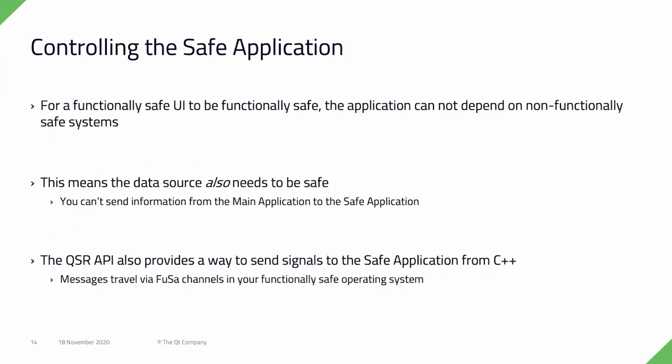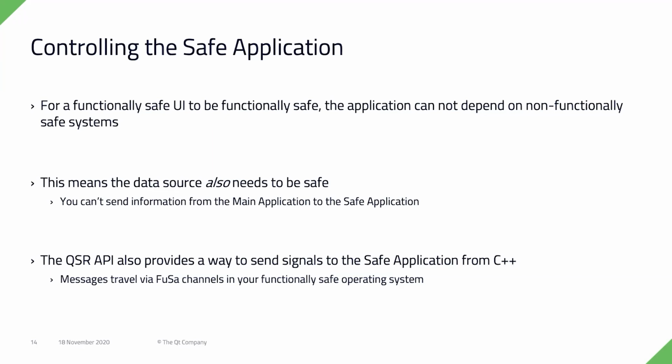Okay, so, controlling your safe application. Functionally safe UIs need to be functionally safe from the screen right down to the back end. So you can't have any non-safe systems coming between the safe UI and the back-end information. It needs to come purely through a functionally safe approach. If you're sending information from the main application to the safe application, this could cause a problem when it comes to certification because you can't rely on the main application. But there are ways around that. The Qt Safe Renderer API also provides a way to send signals from your safe application C++ to the Safe Renderer itself, which we'll take a look at shortly. And that's sent by functionally safe channels.